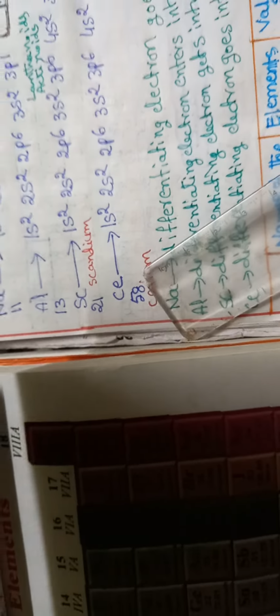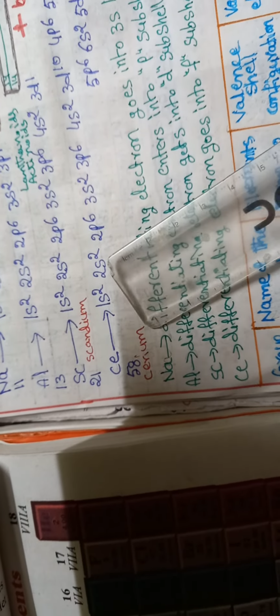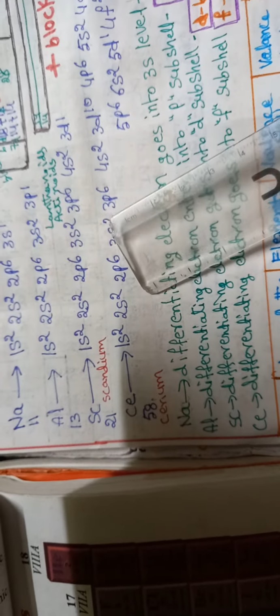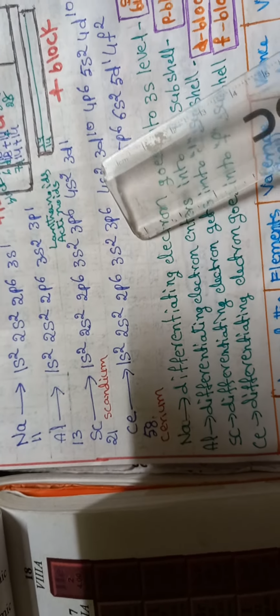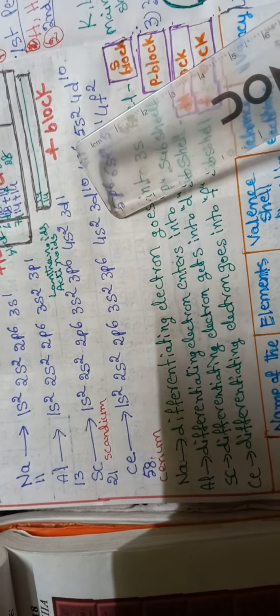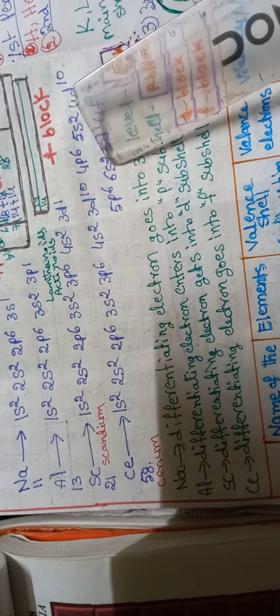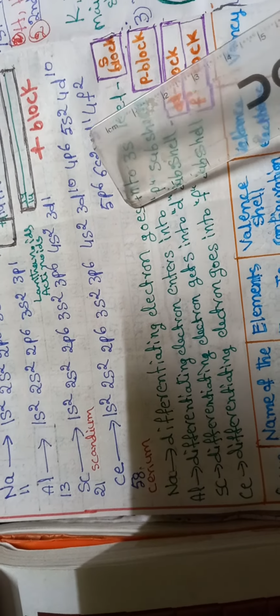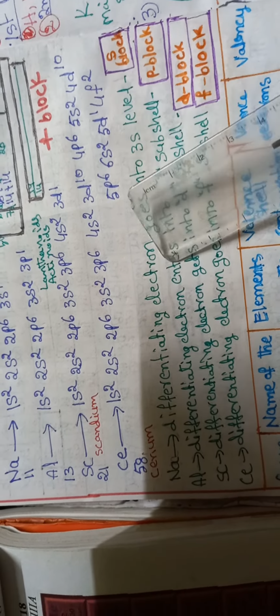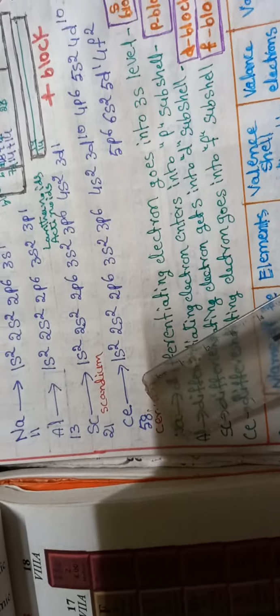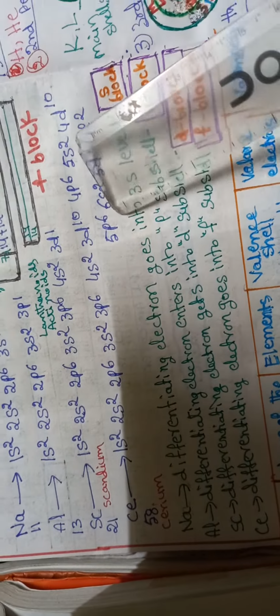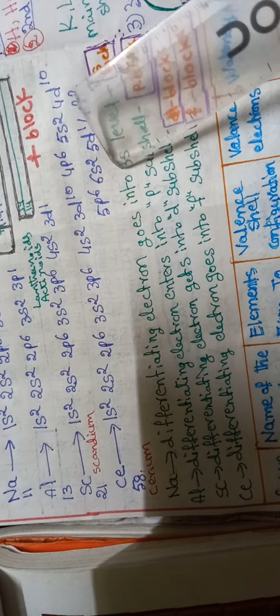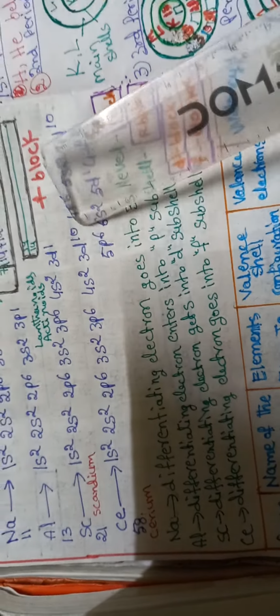Selenium, atomic number 58, electron configuration 1s2, 2s2, 2p6, 3s2, 3p6, 4s2, 3d10, 4p6, 5s2, 4d10, 5p6, 6s2, 5d1, 5f2, 4f2. The last electron goes into the f subshell. So selenium belongs to the f block.